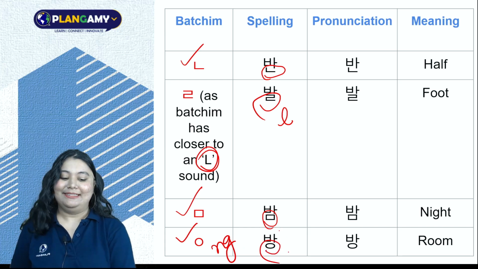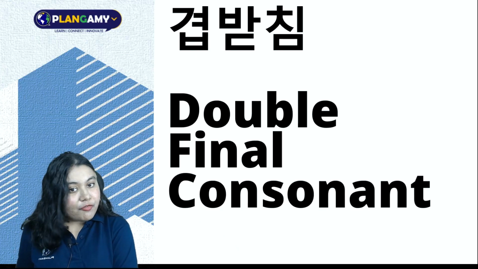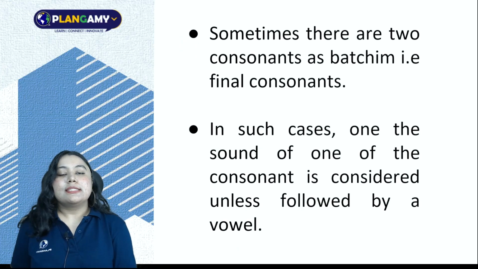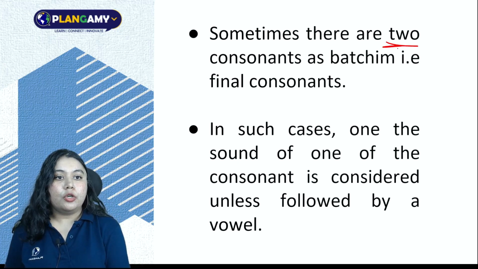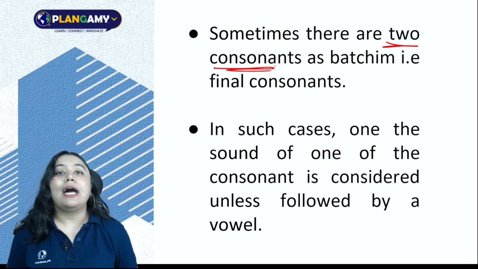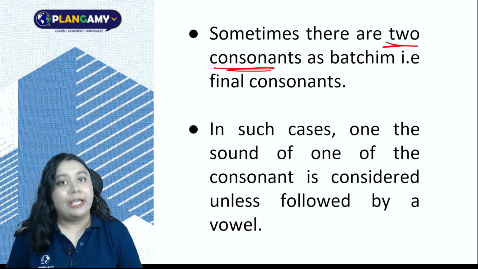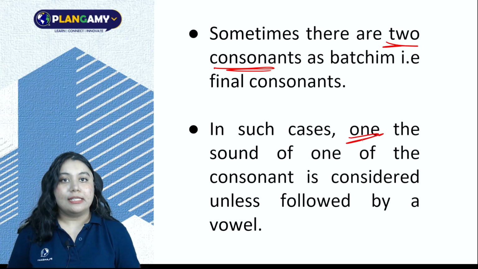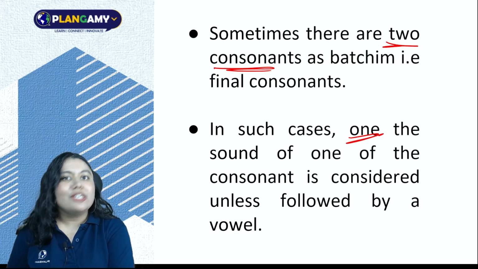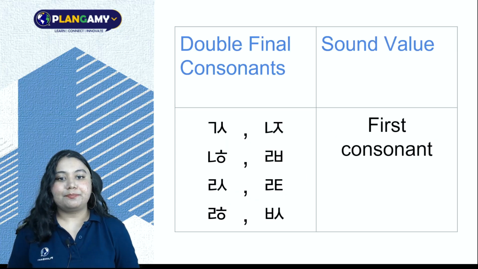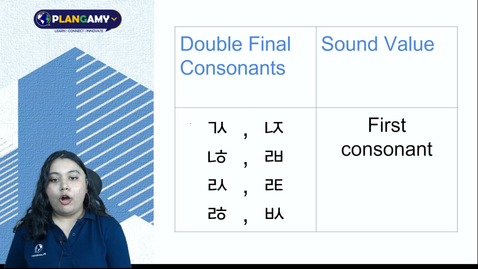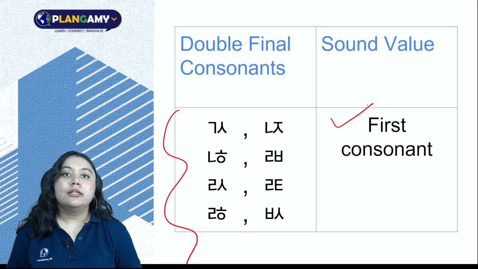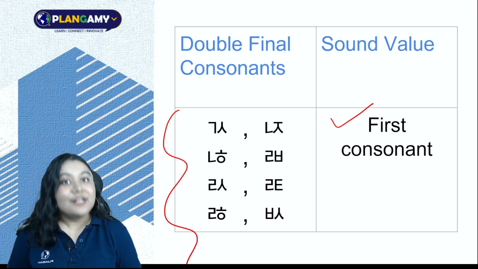Okay. Now we'll move on to double final consonants or bhachim. Sometimes there are two consonants which appear as bhachim. There might be two final consonants. In such cases only one of the sounds is considered. Let's see in which case which sound is considered. For all of these cases, the first sound, the first consonant, is considered.